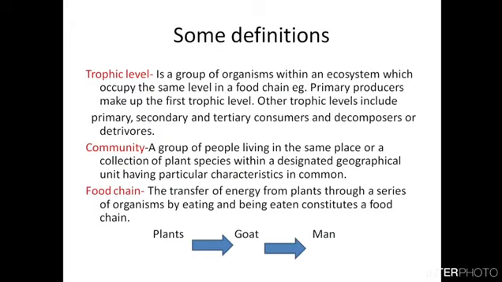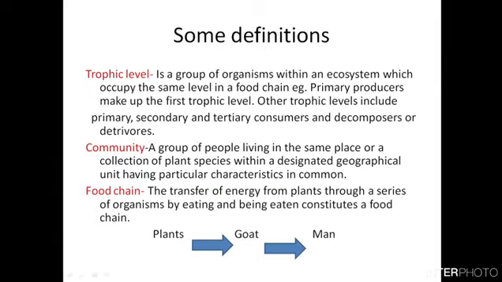Now, as we go further with the study of the ecosystems, there are some definitions which may come in your exams, and these are some definitions that you should know. Okay, so one definition is trophic level. What is trophic level? Trophic level is a group of organisms within an ecosystem which occupy the same level in a food chain.